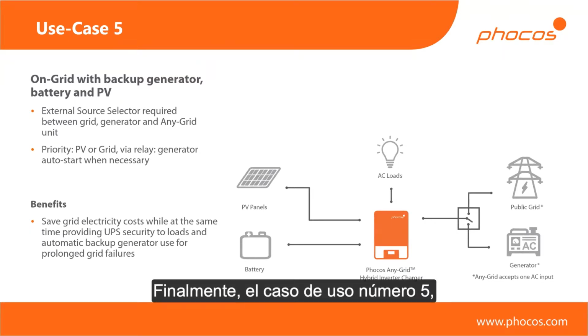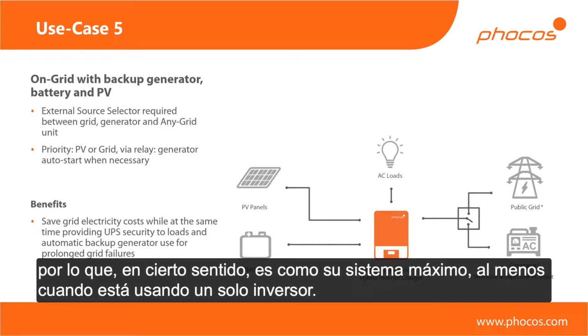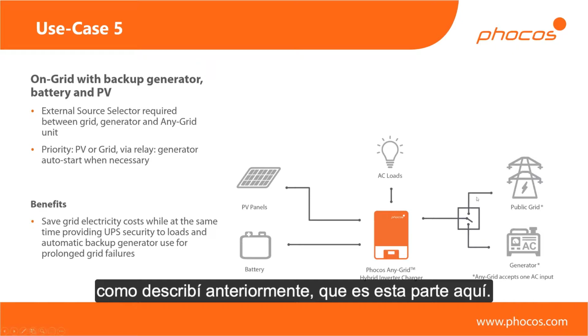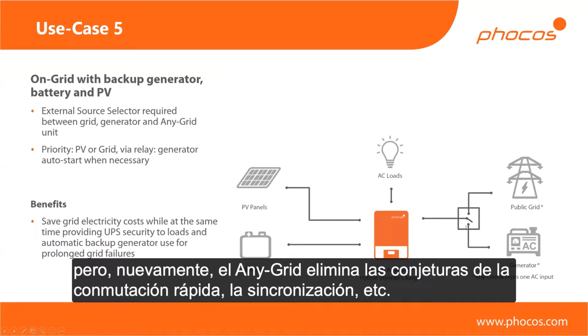And then finally, use case number 5. Which is again on-grid, and this time with a backup generator. So this is like your maximum system in a sense, at least when you're using a single inverter. In this case, you would require an external energy source selector, as I've described earlier, which is the part right here. Because we have a single AC input, we need to have some way of isolating multiple AC sources from each other. But again, the AnyGrid takes the guesswork out of quick switching, out of synchronization, etc.